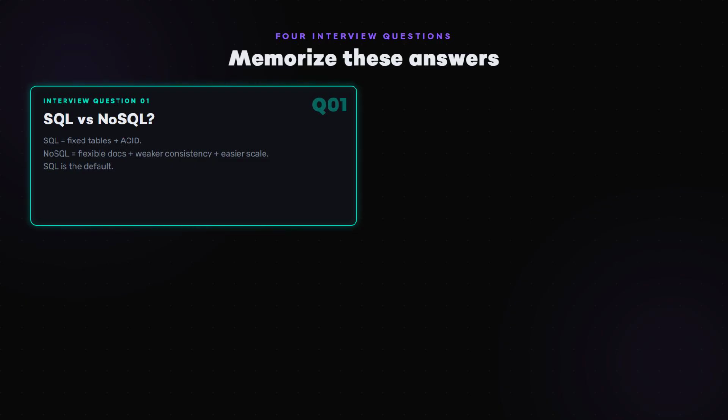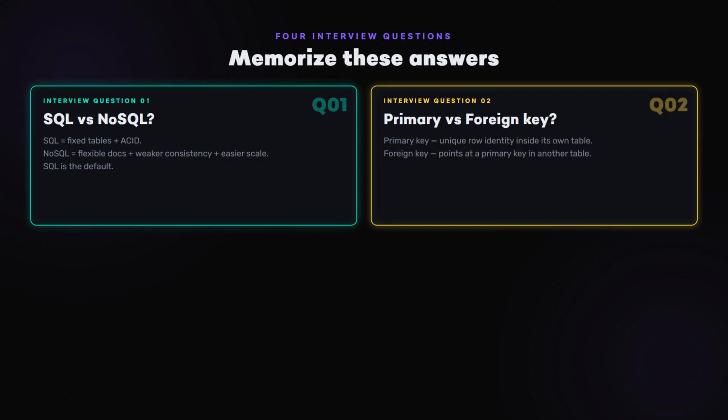Based on whatever we have seen, now you can answer these 4 questions. Question 1. What is the difference between SQL and NoSQL? SQL means structured tables with a fixed schema and ACID transactions. NoSQL means flexible document or key value pairs, usually with weaker consistency and easier horizontal scaling. SQL is the default. NoSQL is what you reach for when SQL is a bottleneck.